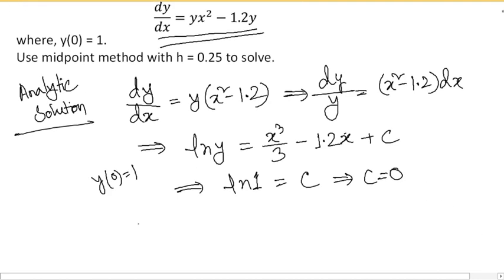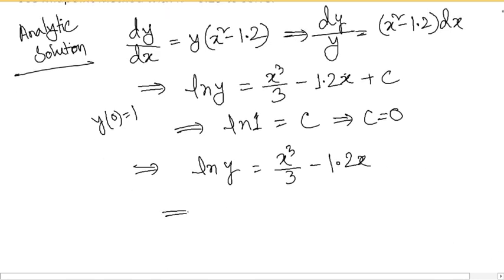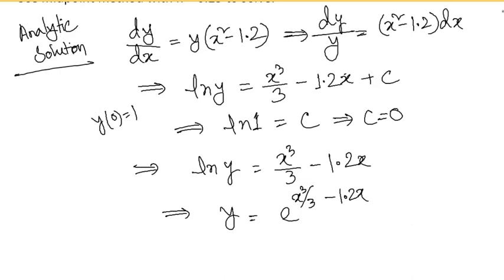That's why you can write the analytical solution as ln y equals x cubed by 3 minus 1.2x, from which we can write y equals e to the power x cubed by 3 minus 1.2x. This is the analytic solution in our case. So the analytic solution we have obtained here. Now I will be going to the midpoint method, our main focus in this math.